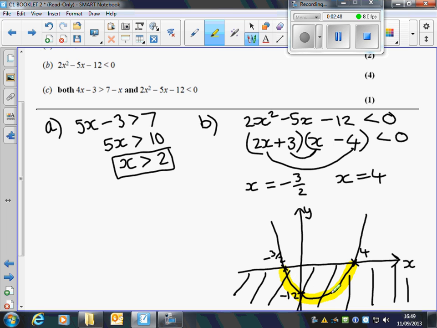All the points on the graph here under the x-axis will have x values between minus 3 over 2 and 4. So the way we write that is that x can be between minus 3 over 2 and 4. We write it as one inequality where x is bigger than minus 3 over 2 and x is less than 4.